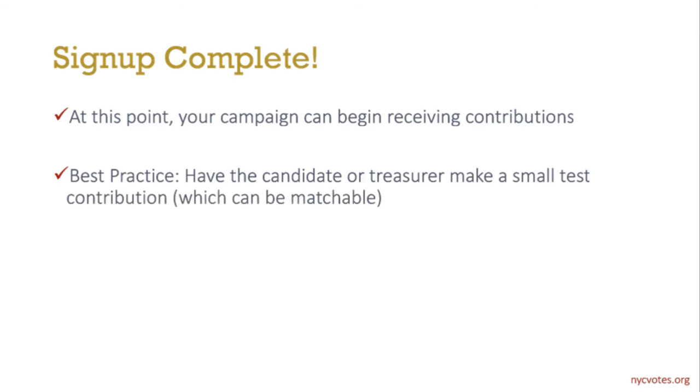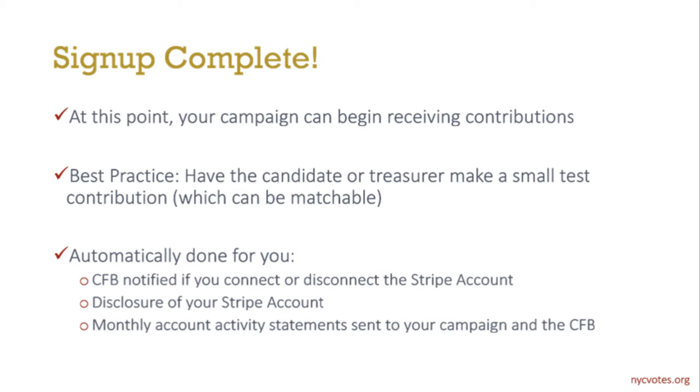At this point, your campaign can begin receiving contributions. We recommend making a test contribution at this point to ensure everything is working correctly. And look at all of the things that are done for you automatically. The CFB is notified if you connect or disconnect your Stripe account. Your Stripe account is automatically disclosed to the CFB, so no need to submit a change of bank account form. Your monthly activity statements are automatically delivered to your campaign and the CFB. No need to worry about remembering to submit them to the CFB with each disclosure statement filing.